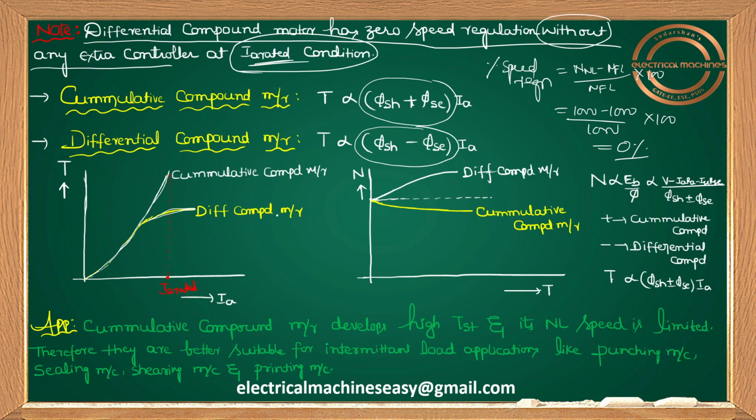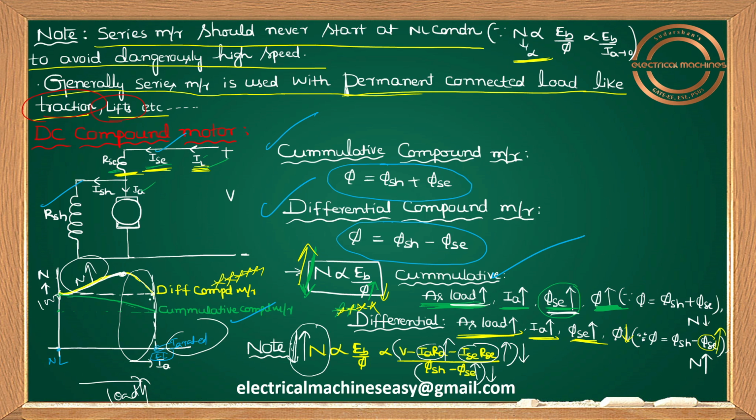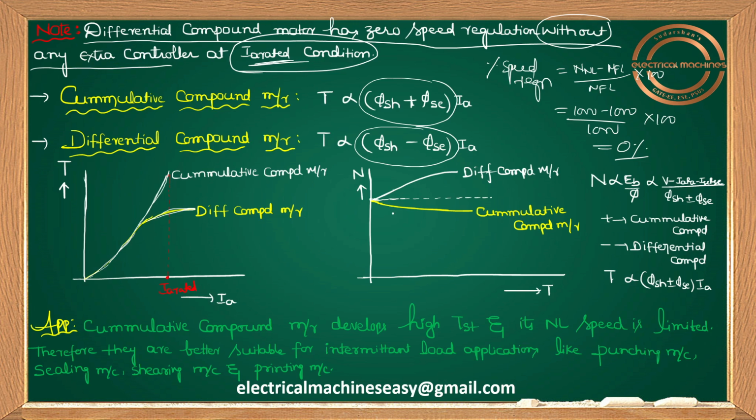Now similarly, N versus T is just like N versus IA. For the differential compound motor, as IA increases, N is increasing. For cumulative, as IA increases, N is reducing. So the same thing I'm writing here: as T increases, N increases for the differential; as T increases, for the cumulative compound motor N is reducing. Please try to understand. If you know the basics, just write the equation correctly and write torque in terms of IA, and you'll get this graph. Write N in terms of torque, and you'll get this curve also.